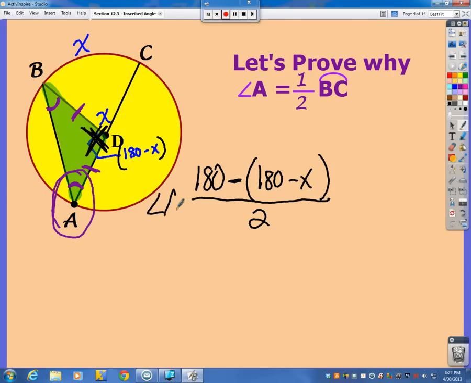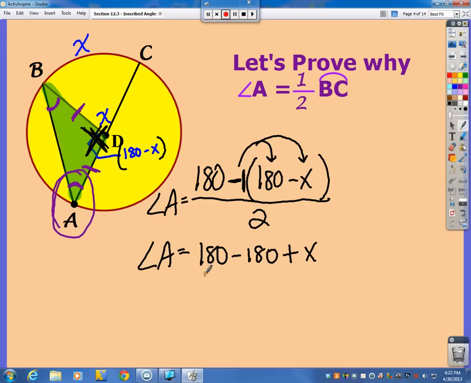So this should be angle A. All I need to do now is simplify this. So really, there's an imaginary 1 between that minus sign and parenthesis, and I just really need to distribute that negative 1. So negative 1 times 180 is minus 180. Negative 1 times negative x is a positive x.